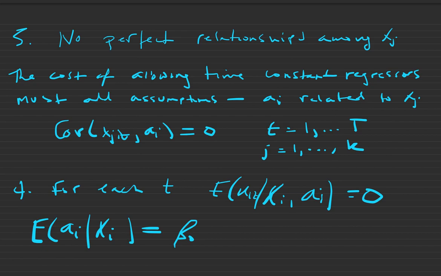And in assumption 4, the expected value of a_i given x_i equals beta naught rules out correlation between the unobserved effect and the explanatory variables. And this is the key distinction between fixed effects and random effects. Under these 4 assumptions, random effects is consistent and asymptotically normally distributed.